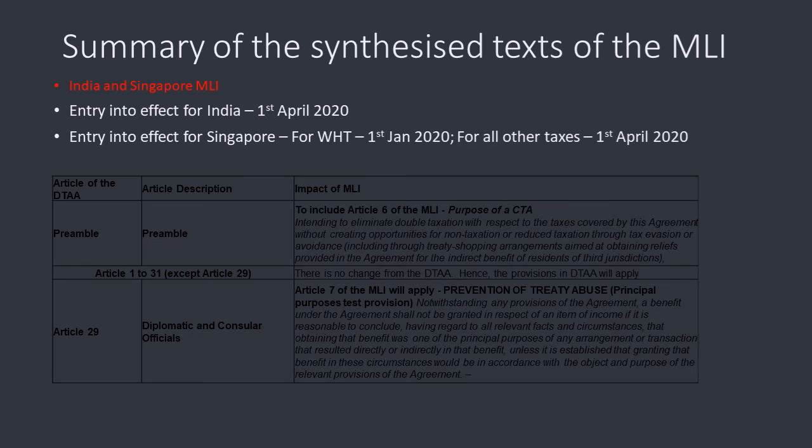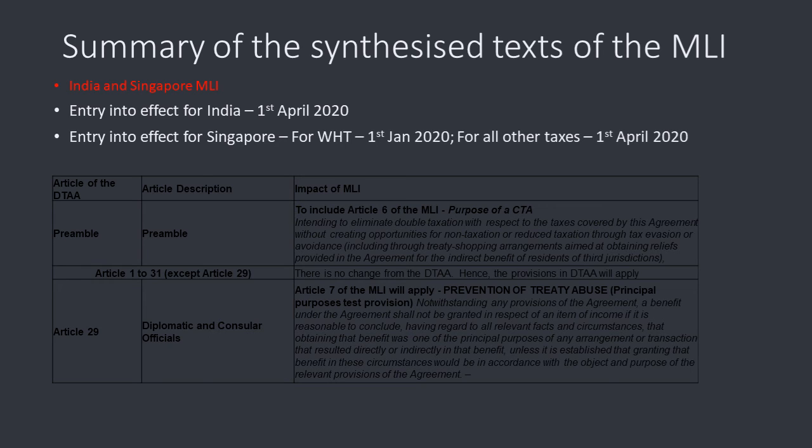The impact will be to include Article 6 of the MLI, intending to eliminate double taxation with respect to the taxes covered by this agreement without creating opportunities for non-taxation or reduced taxation through tax evasion or avoidance, including through treaty shopping arrangements aimed at obtaining reliefs provided in the agreement for the indirect benefit of residents of third jurisdictions.